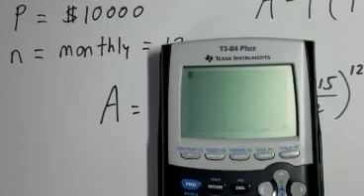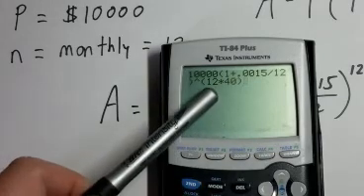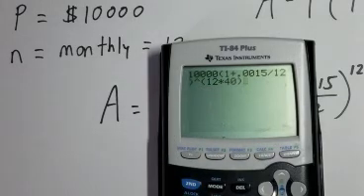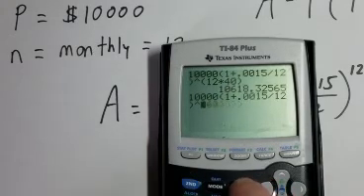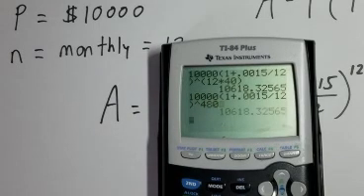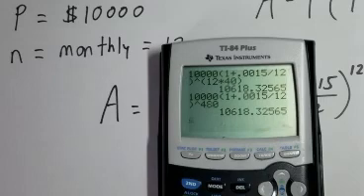So on my graphing calculator, I can do 10,000 parentheses 1 plus 0.0015 divided by 12 to the 12 times 40 power. And again, notice the 12 times 40 is in its own little set of parentheses. You could also do the calculation with 480 instead, because that is what 12 times 40 is. Now, we're going to round up just for regular rounding rules. Banks typically round down, but we're going to round up.